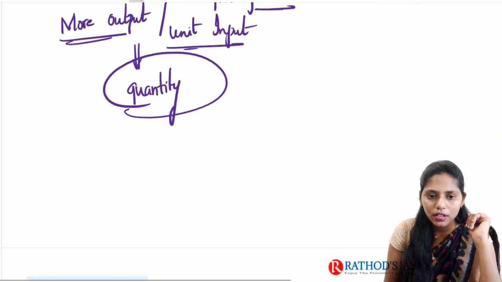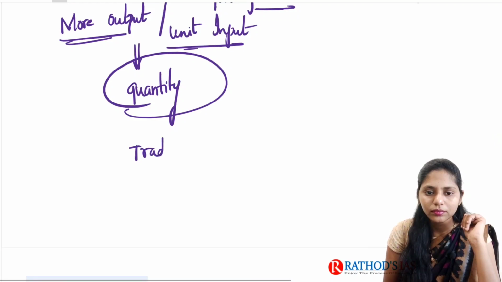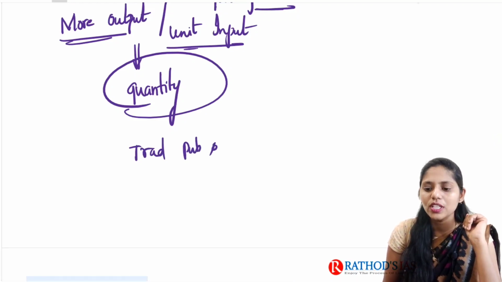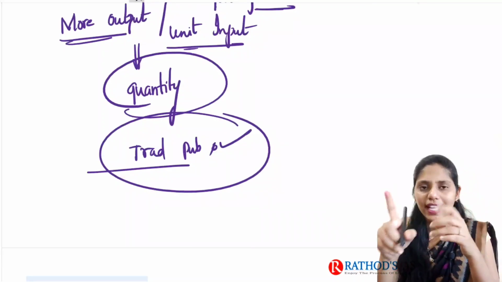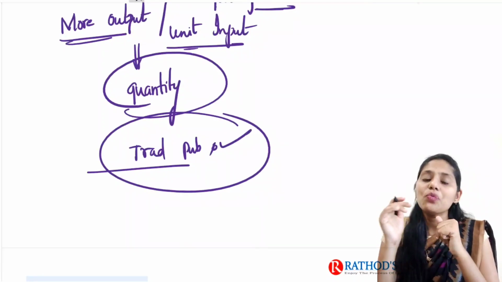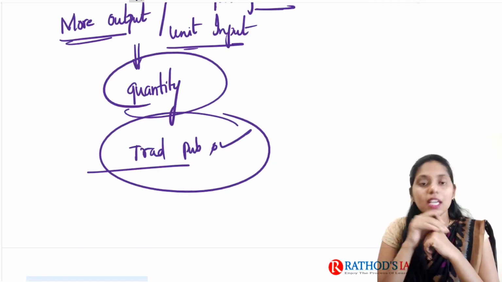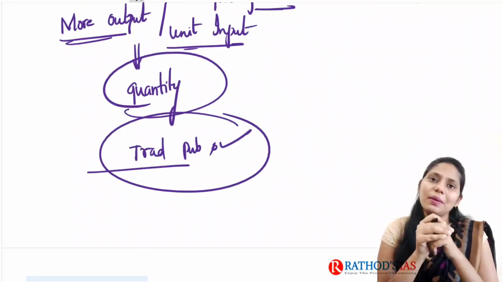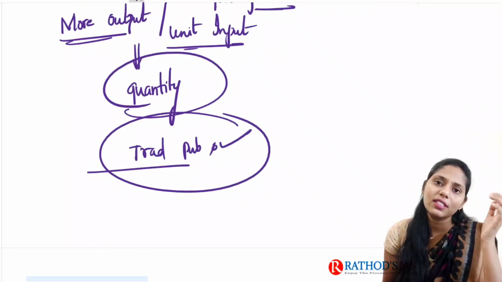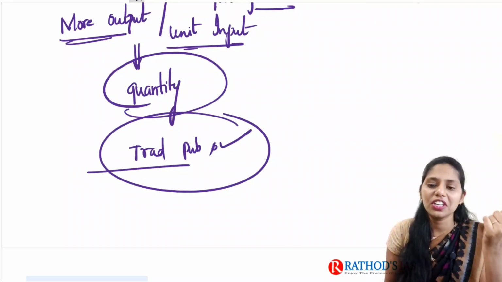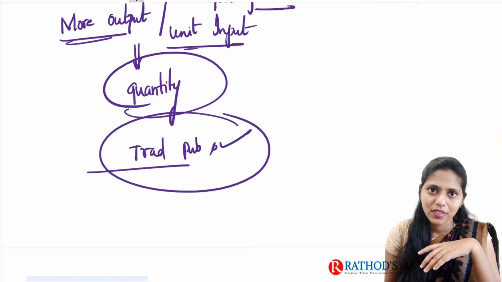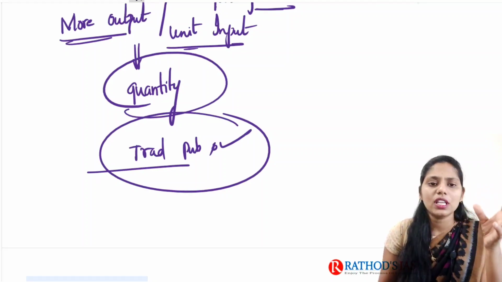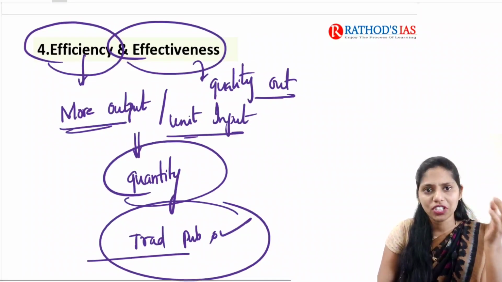If you are talking about traditional public services, in these traditional public services, effectiveness and efficiency were mere expectations. Now it is mandatory. So in this generation, efficiency and effectiveness are mandatory. So this is about effectiveness and efficiency.